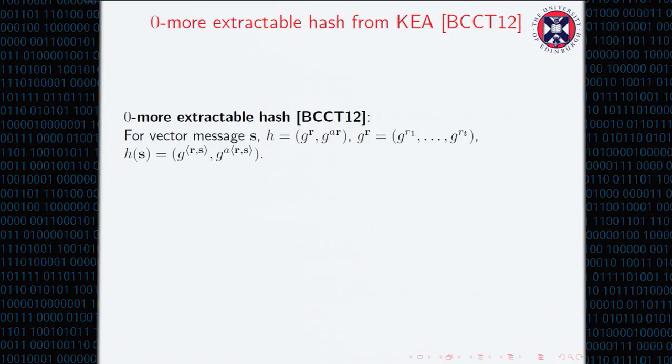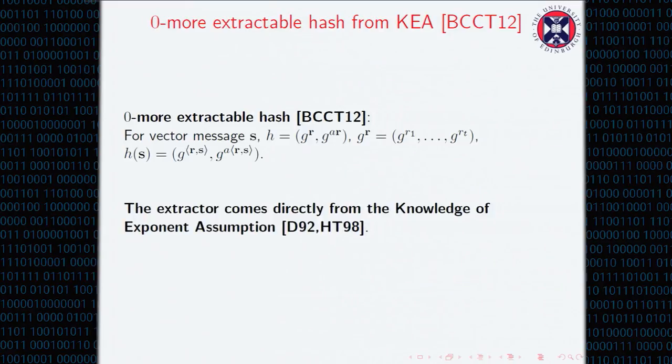So before we had zero-more extractable hash from the Bitansky, Canetti, Chiesa, and Tromer paper, 2012. Basically, this is the hash function. I don't want to get into the details here. To hash a message S, you compute g to the inner product of R and S, and g to the a times the inner product of R and S, where a is random and R is a random vector. So this is zero-more extractable hash, meaning it is extractable in the case where the attacker does not have access to any pre-computed hash values.